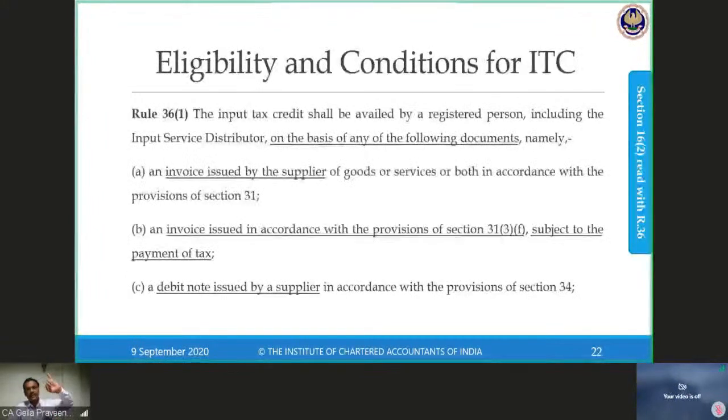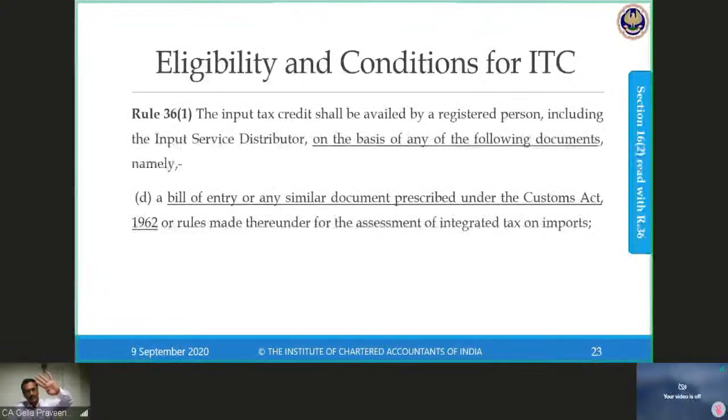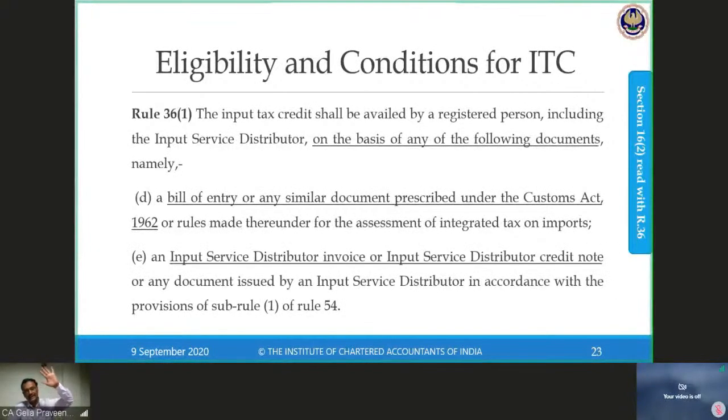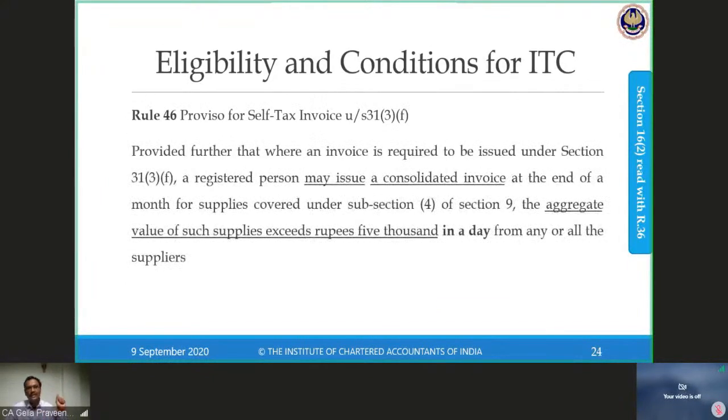To confirm, I should have a tax invoice, I should have a self-tax invoice, I should have either a debit note, I should have an import customs duty paid document, then finally ISD. Either of these five documents we should have. If we don't have any of these five documents, Section 16(2) says no, you're not supposed to take ITC. Now this Rule 46, which is in relation to the self-tax invoice.